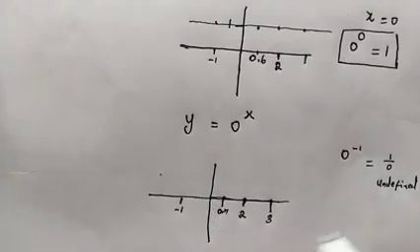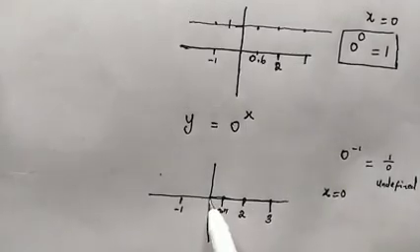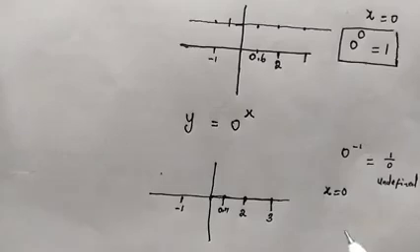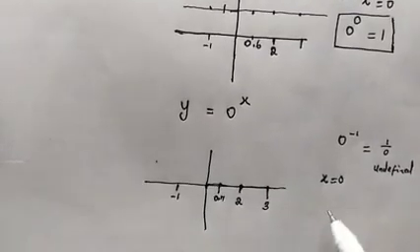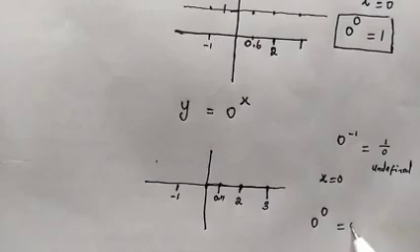Now, consider when x is equal to 0. You will see this is the point 0. Then it seems like 0 to the power of 0 is 0, because the point is right over here for the corresponding value of y. Using this fact, it seems like 0 to the power of 0 is equal to 0.